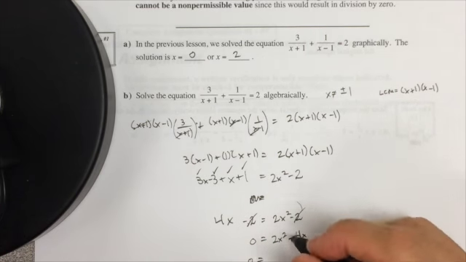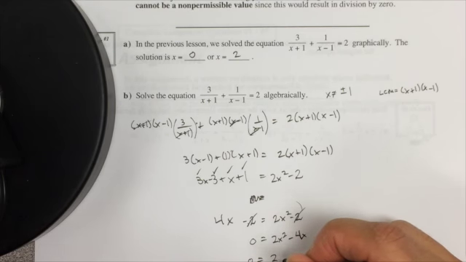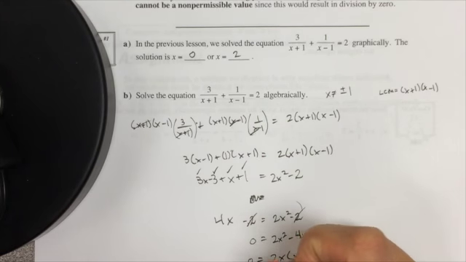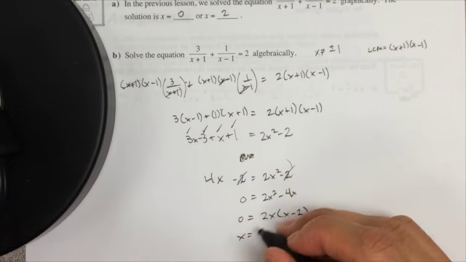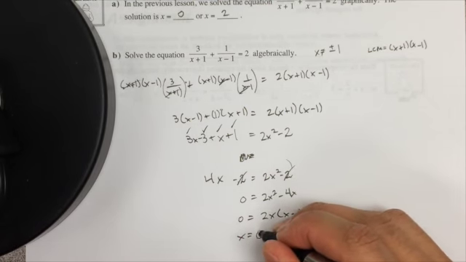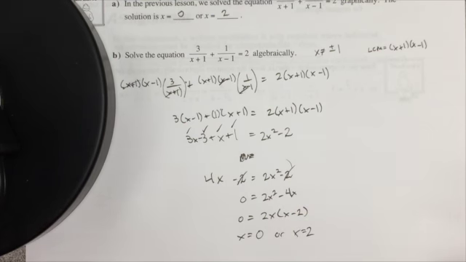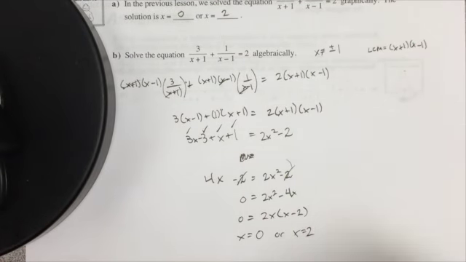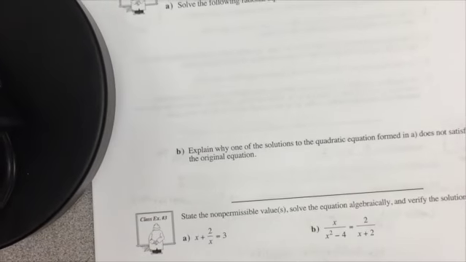If I factor this out, I can bring the 2x out of both of these, and it'll be 2x times x minus 2. And so I have my x values are equal to 0, or x is equal to positive 2. So the question we solved graphically earlier, we have now solved algebraically. Cool. Now, let's look at class example number 2.